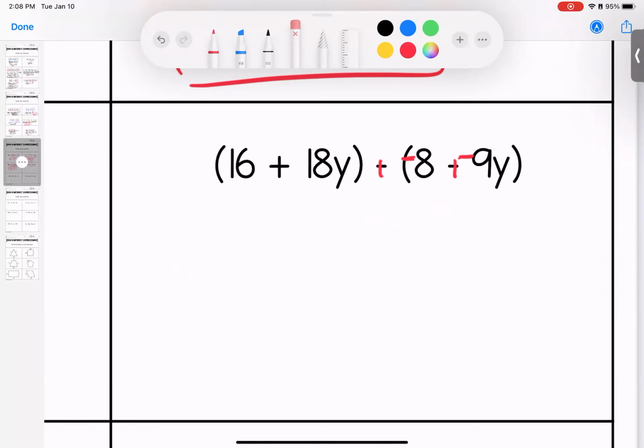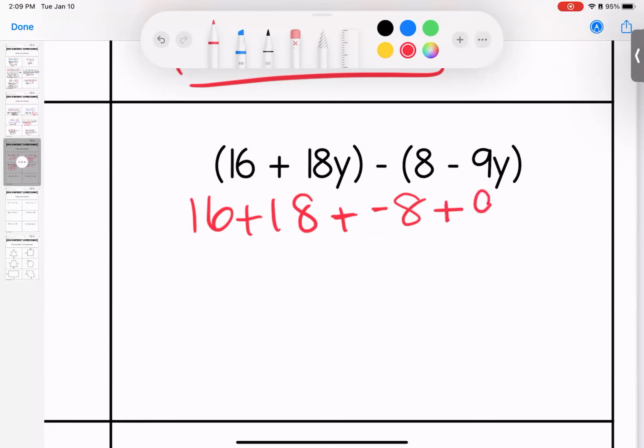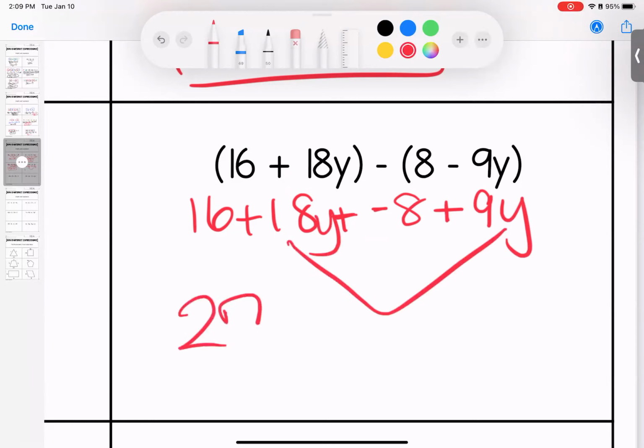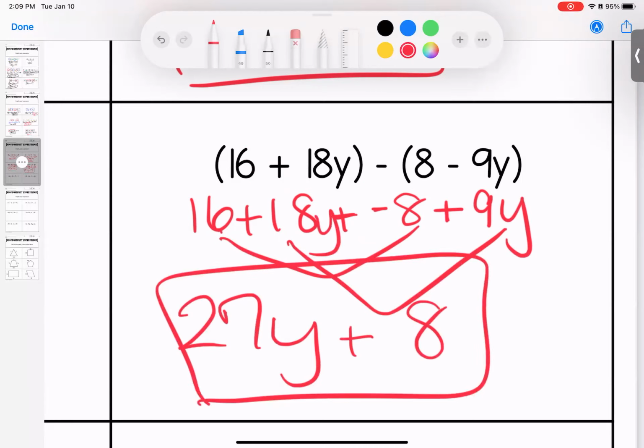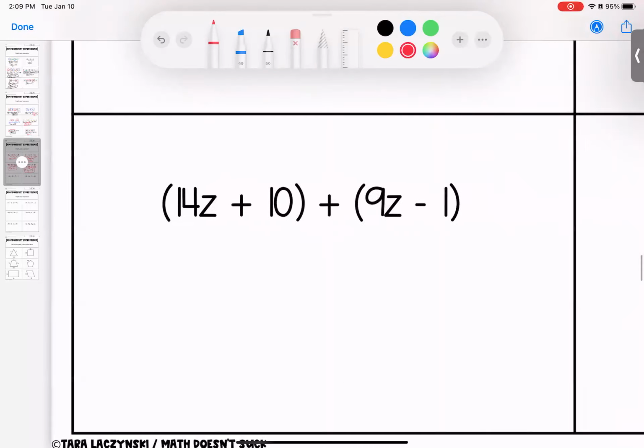Actually, let me rewrite this so you can see it a little bit better. I want to write it and stretch it out for you. So this subtraction sign becomes plus a negative for the 8, and then our 9y, which is negative, becomes the opposite as well, okay? So we have, oh, where's my y? There we go. 18 and 9 give us 27y. 16 and negative 8 become 8. 27y plus 8. So we make them opposites.